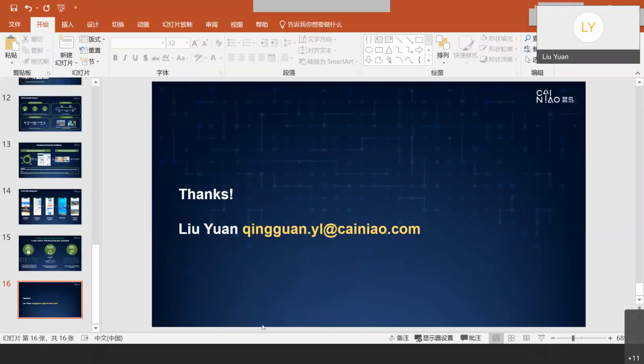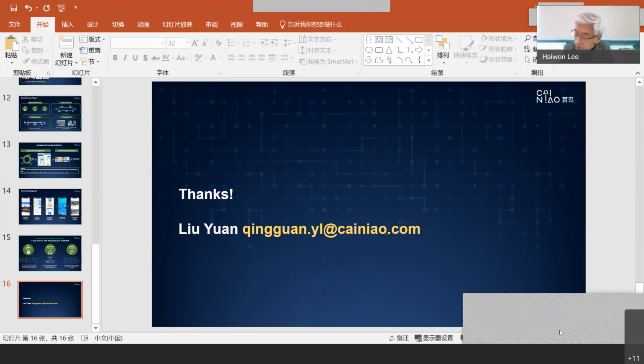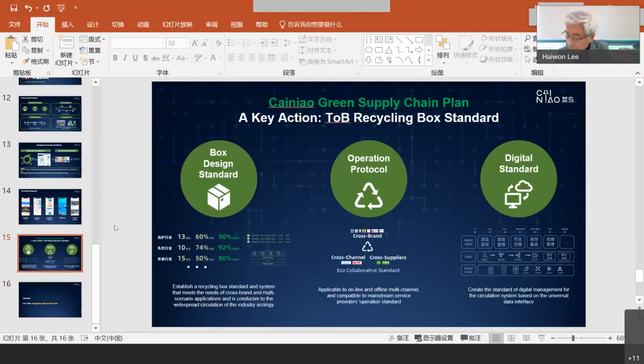I have just a couple of questions. First thing is about the recycling bin. It's a very wonderful idea to have more than 130,000 posts, especially around all areas in China. But is it enough to cover a certain very dense city area?